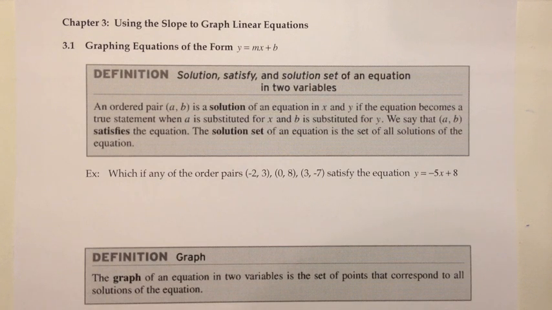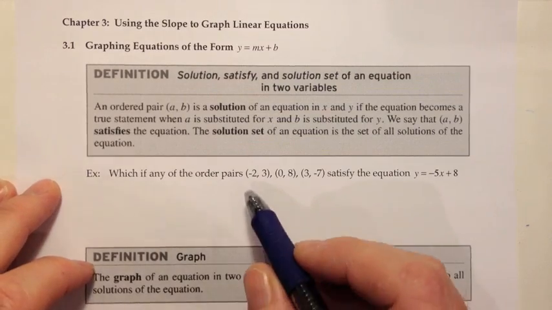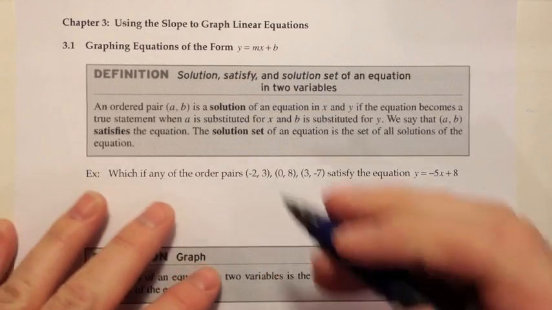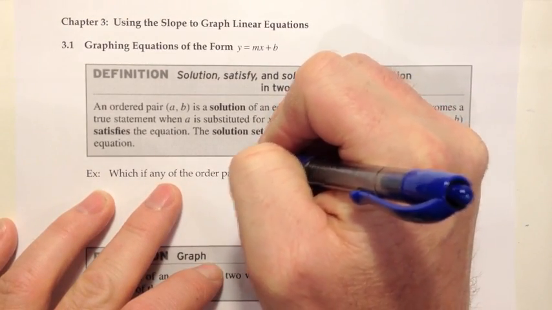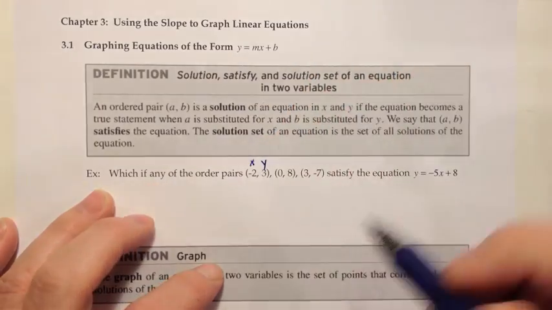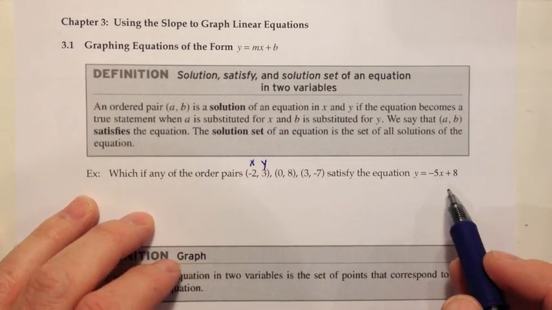So let's go ahead and test out these definitions a little bit by looking at this example. Which, if any, of the ordered pairs negative 2, 3; 0, 8; and 3, negative 7 satisfy the equation y equals negative 5x plus 8? So the way we're going to check these is to substitute them in. These are called ordered pairs, so the first is the x, the second is the y, and we're just going to substitute those in for the x and the y.